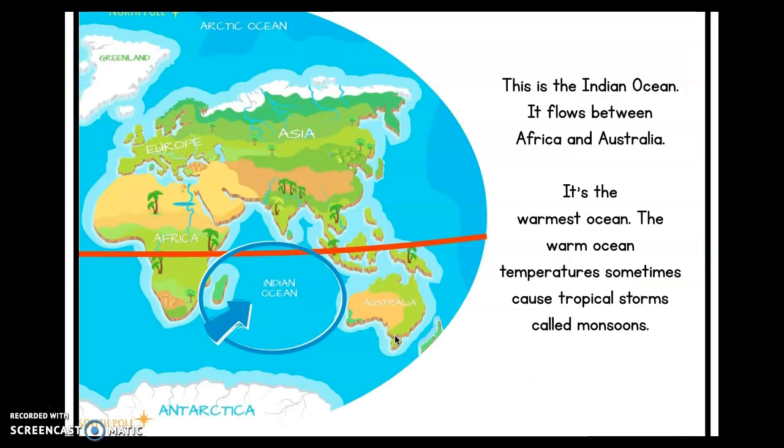Next up is the Indian Ocean. We can see the equator cutting through the top of it there. The Indian Ocean flows between Africa and Australia. It is the warmest ocean. The warm ocean temperatures sometimes cause tropical storms, which are called monsoons.